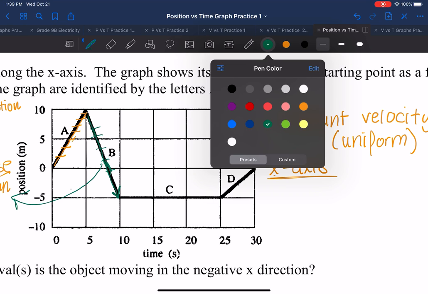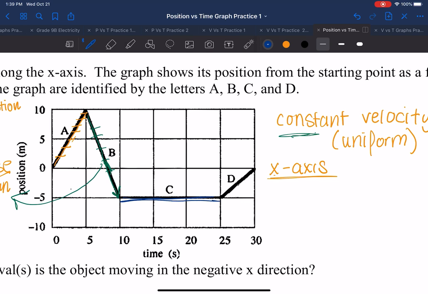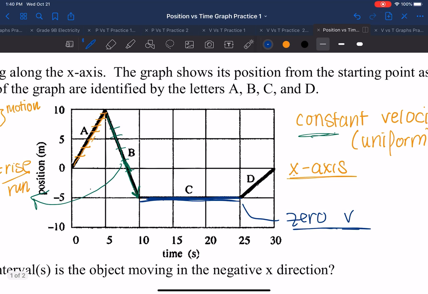Let's look at C. Well, C is a straight horizontal line. Straight horizontal line shows us zero velocity, okay? So zero velocity, meaning that the speed didn't increase or decrease at all. You're actually at the same position at -5 throughout this time period. So you can see at 10 seconds, at 15 seconds, at 20 and 25 seconds, you're still at the same position, -5 meters, okay? So you didn't change at all, meaning that you didn't increase your speed or decrease your speed.